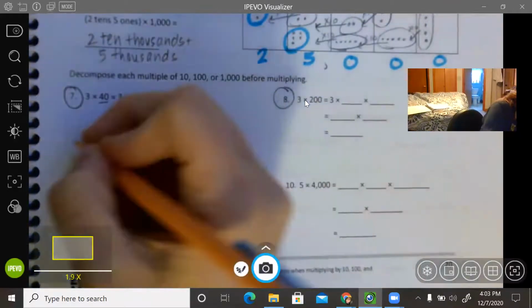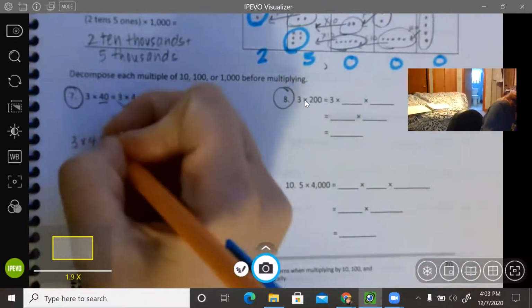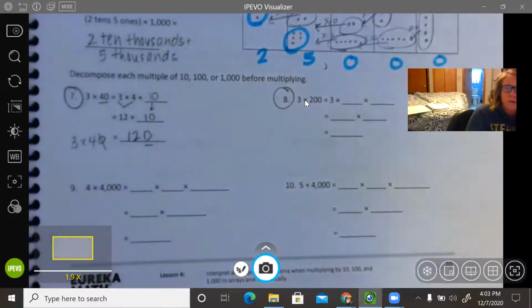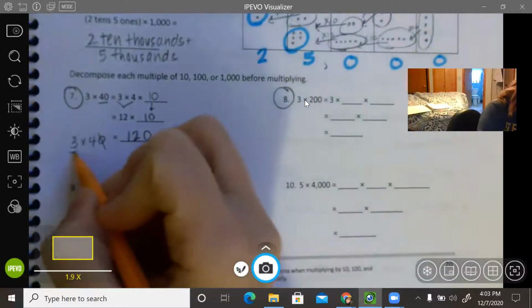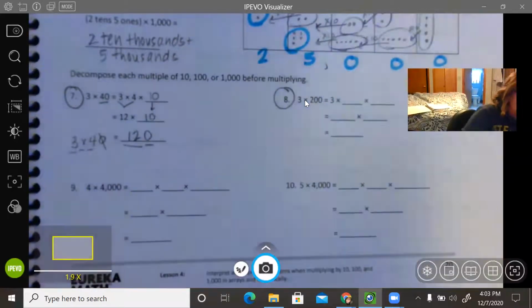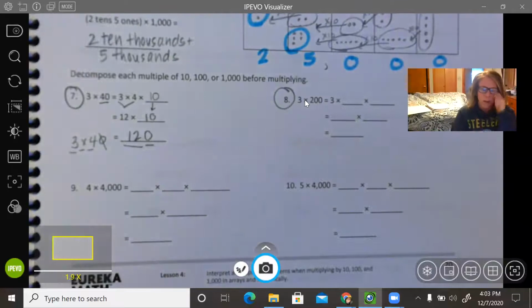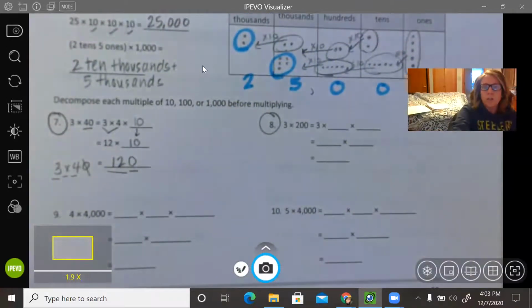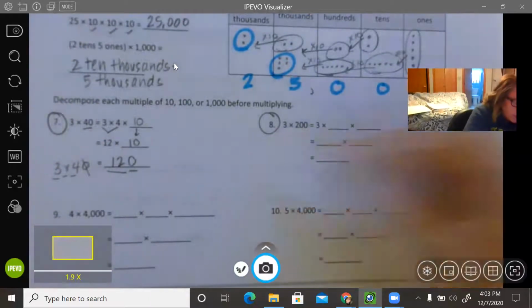Now let's just double check. If I bring down my 3 times 40, if I take off my 0, I have the 0 in my answer. Then I'm left with 3 times 4 equals 12. So it does check. Okay, they're getting bigger now. Now we're going to look at number 8.